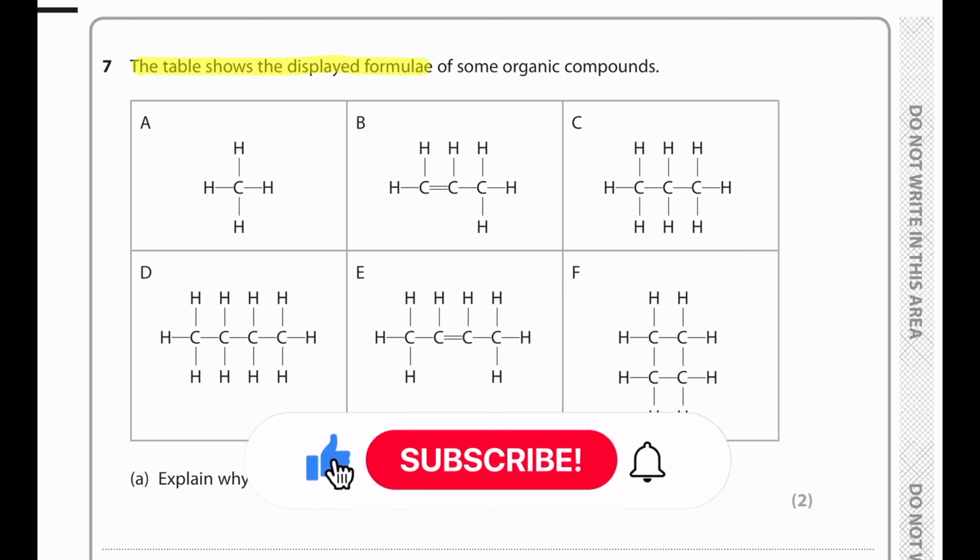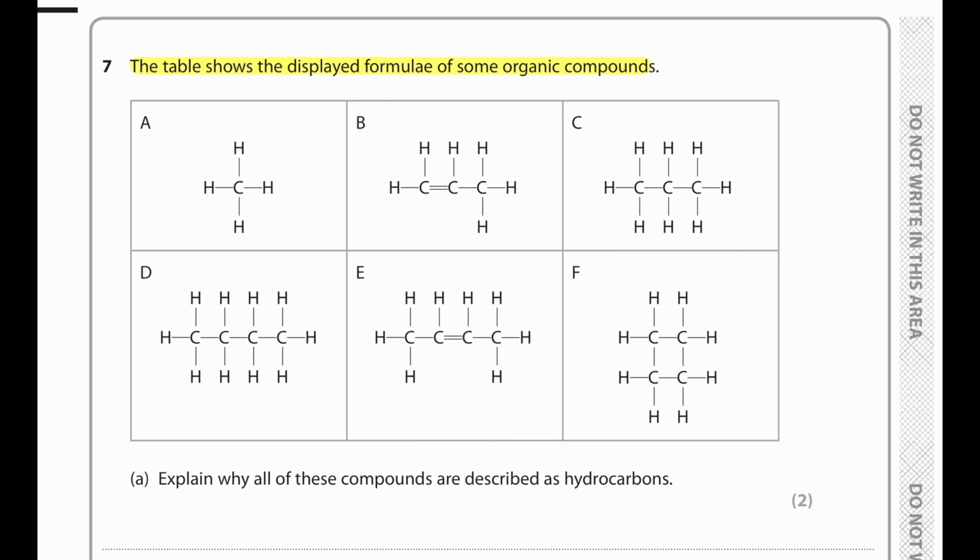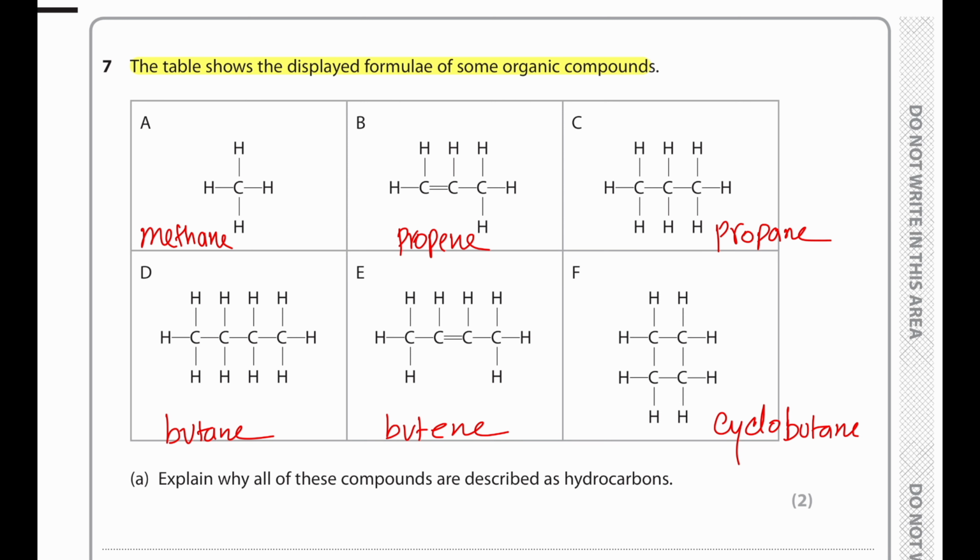The table shows the displayed formula of some organic compounds. We can see A is methane, B is propene, C is propane, D is butane, E is butene, and F is cyclobutane.